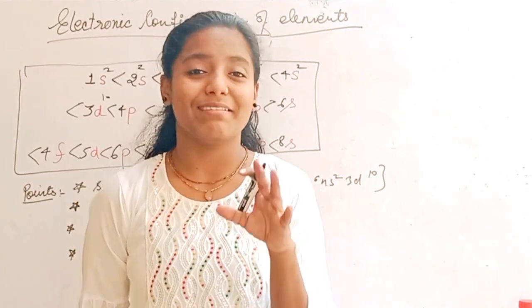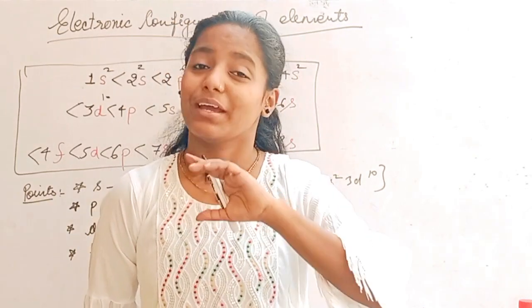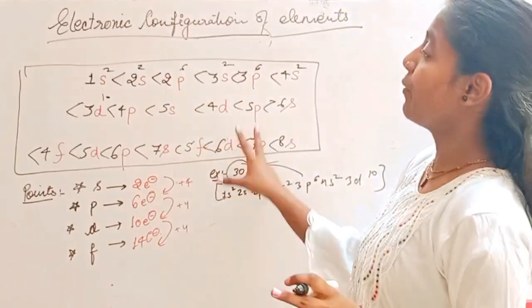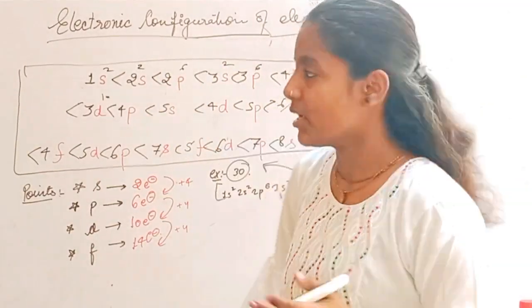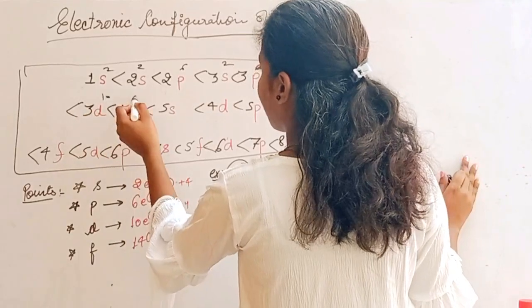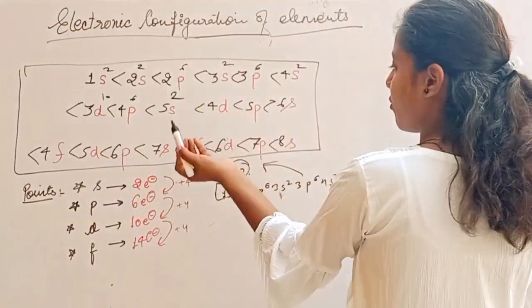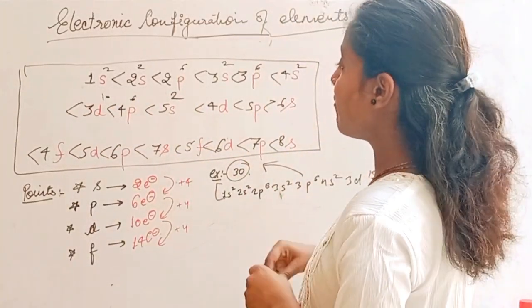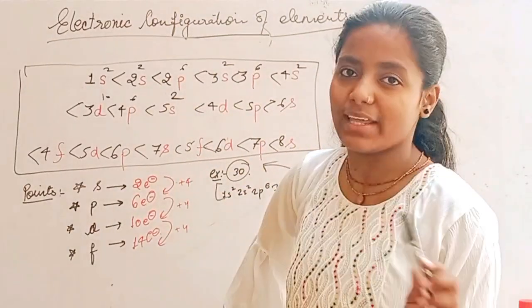I hope, and I guarantee, you get this particular way of writing the electronic configuration of any element. If you want me to write it for 60, add on 10, then again 6, then again 2, and so on. Like this, you can fill out the electronic configuration of any such element.